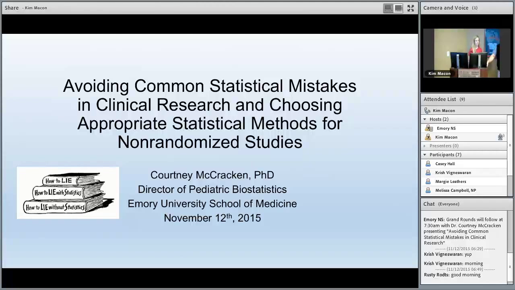The other folks sort of trickle in, but it's certainly my pleasure to introduce Dr. Courtney McCracken. She's the director of the Pediatric Biostatistics Core out of Eggleston. She received her Bachelor of Science in Math from the University of Georgia in 2006, and then both her Master's and PhD in Biostatistics from the Medical College of Georgia in 2010 and 2012.